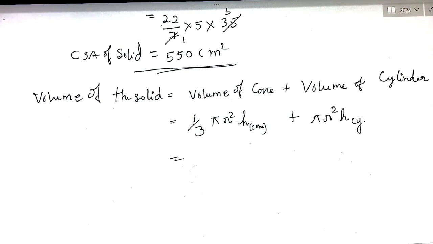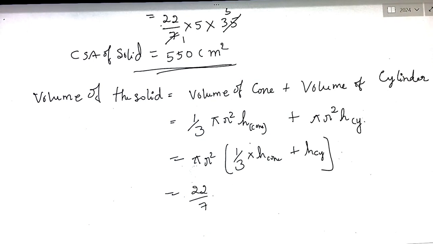So now, in this equation, what is common? Pi r square is common. So take that out, pi r square. So what is left here? 1 by 3 into h of cone plus h of cylinder. Okay, pi is nothing but 22 by 7, r is 5 square, and 1 by 3 into what is the height of the cone? It is 12, plus what is the height of the cylinder? It is 11.